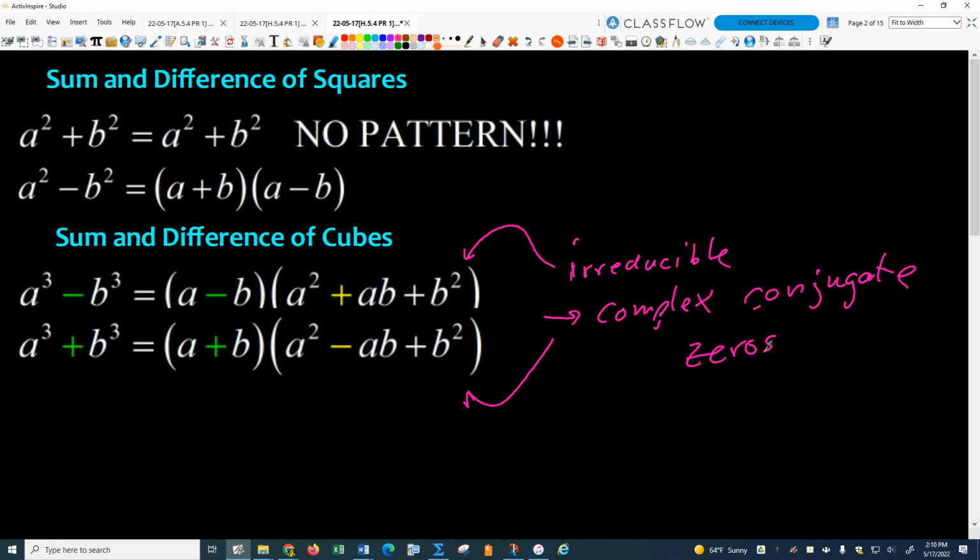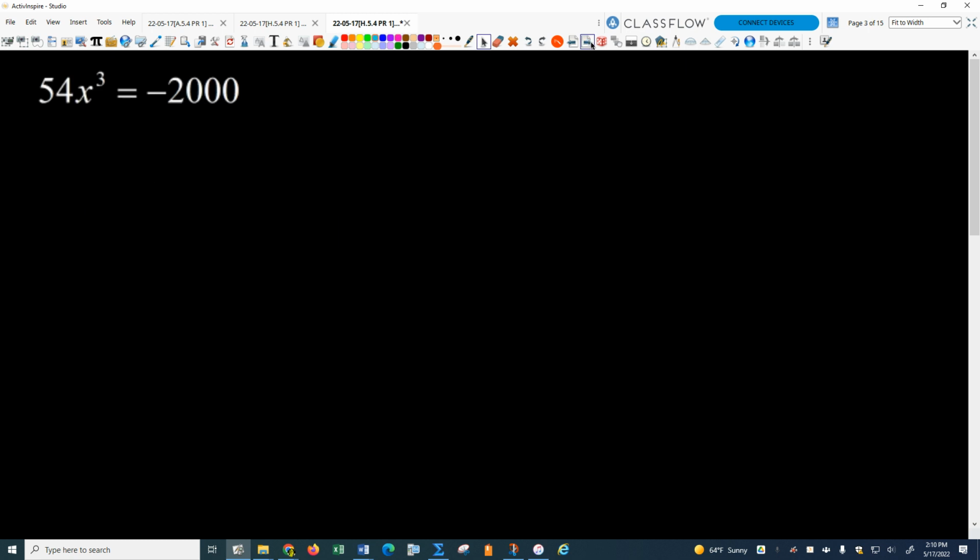Okay, we'll look at an example in a little bit where we have to actually solve for the zeros of a function, and we'll find out what those complex conjugates look like in an example. Okay, let's try one of these. How about this guy? If we want to solve that equation, what are we going to do?